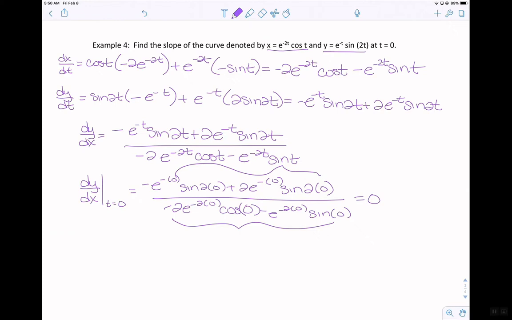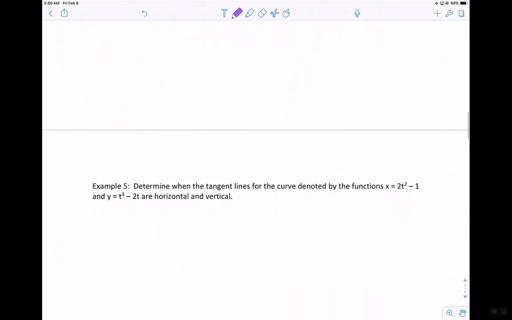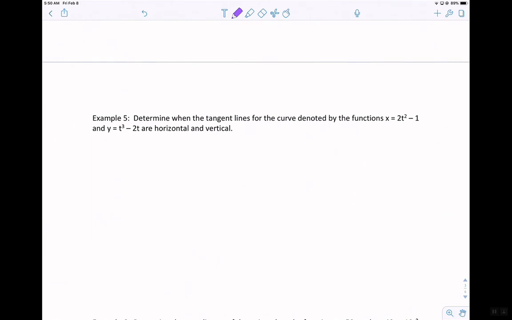Now I want to do example 5. And this is a little bit longer of a video lesson, so bear with me. So example 5, and we're going all the way to example 9. But we have example 5, so we're halfway through, almost. I want to write the equation of the tangent lines of these two when they're horizontal and vertical.